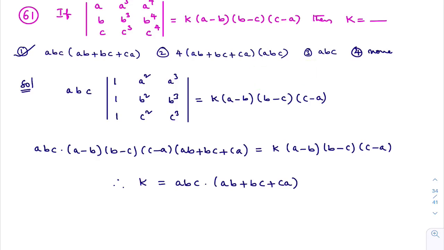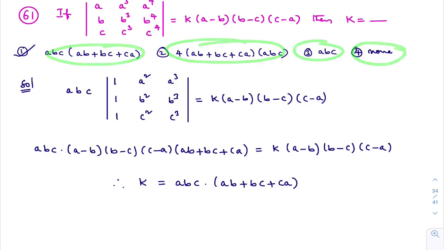You observe this question: if the value of this determinant is k times (a minus b) into (b minus c) into (c minus a), then what is the value of k? Here, 4 options are given. We need to identify which option is the right option.